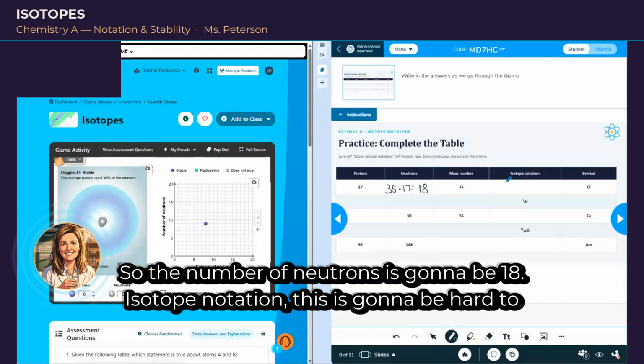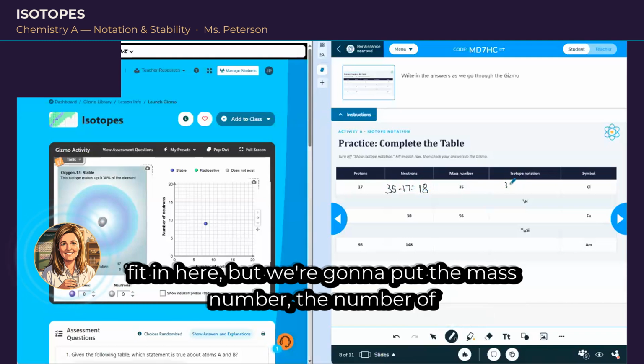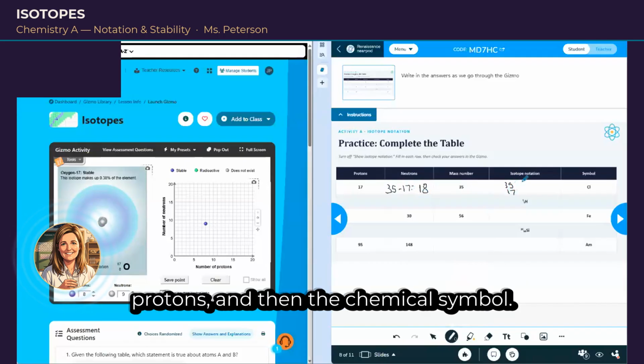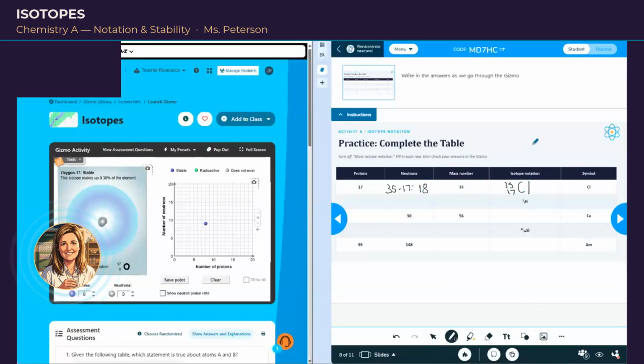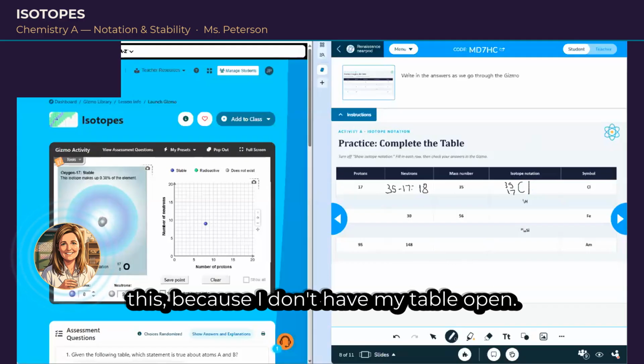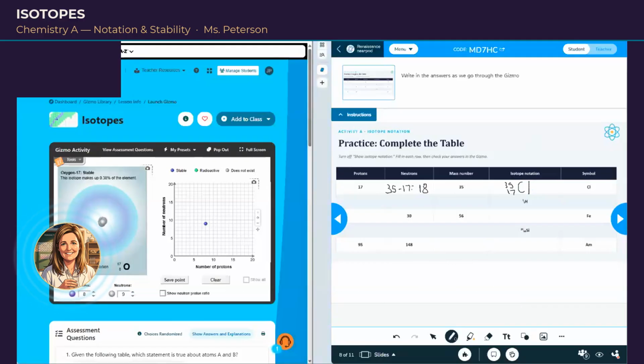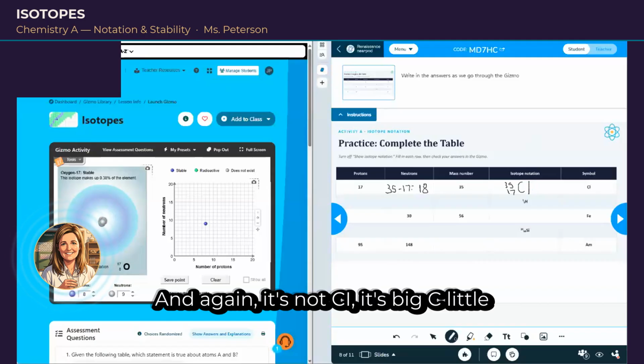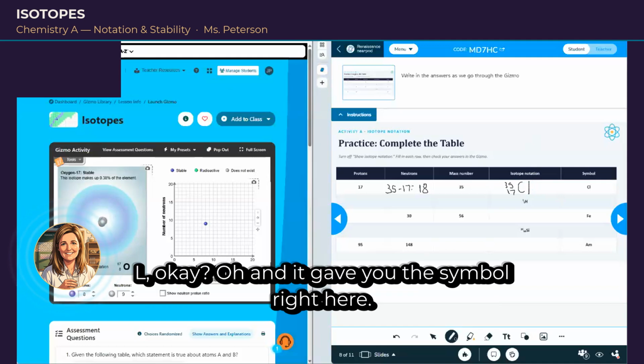Isotope notation, this is going to be hard to fit in here, but we're going to put the mass number, the number of protons, and then the chemical symbol. And it is chlorine, right? Now I'm having a brain malfunction. But I know this, I just don't have my periodic table open. And again, it's not CI, it's big C, little L. Oh, and it gave you the symbol right here.